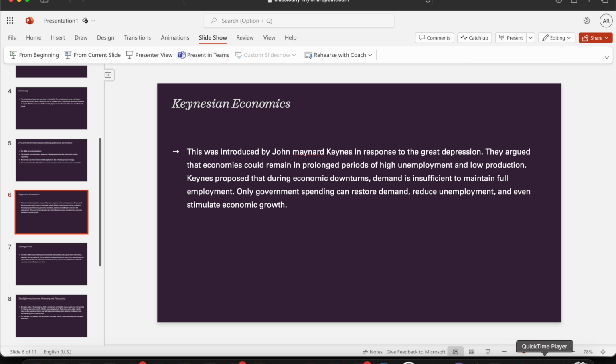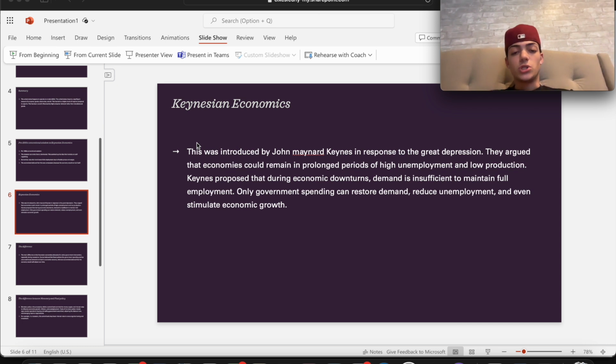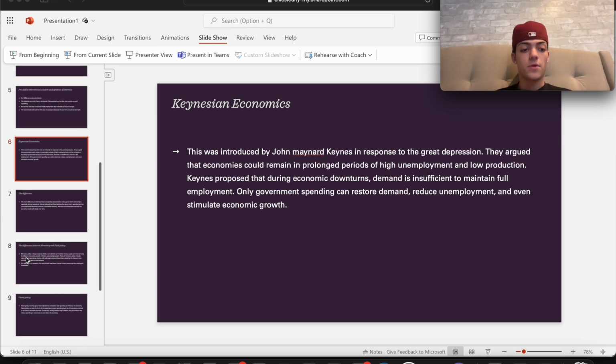Keynesian economics was introduced by John Maynard Keynes in response to the Great Depression. They argued that economies could run in prolonged periods of high unemployment and low production. Keynes proposed that during economic downturns, demand is insufficient to maintain full employment. Only government spending can restore demand, reduce unemployment, and even stimulate economic growth.